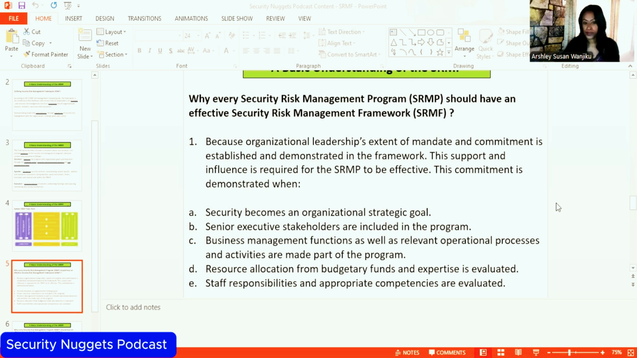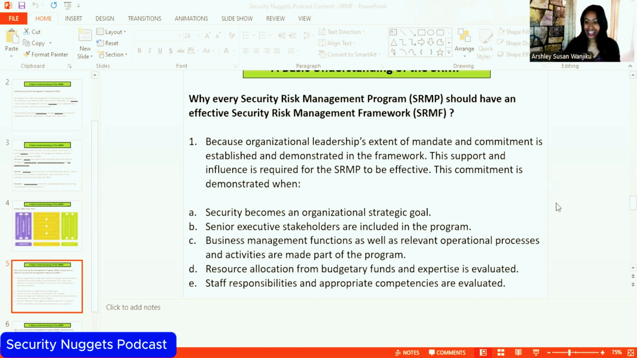Now, C, business management functions as well as relevant operational processes and activities are made part of the program. With leadership support, you can be sure that no business function is going to resist. You know that resistance you get as a security function from other departments when you want certain mitigations implemented within their department? Do you know why you get that resistance? Because you're not having the leadership support. So you have to deal with a lot of bottlenecks.